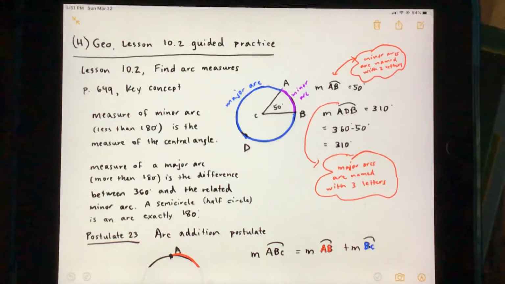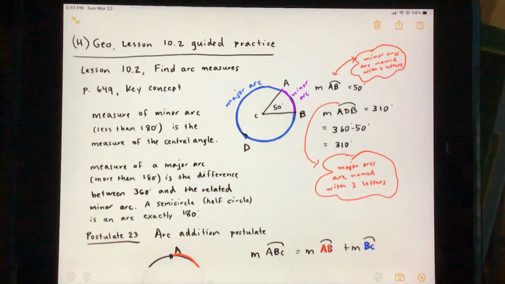So we're going to start with page 649, the key concept. I've written it pretty much the way it is in the book, added a few little things that might help you make sense of this. So we're taking a look at the circle to the right, and we also got some color coding going on. We're going to learn how we talk about the measurement of arcs, both major arcs and minor arcs.